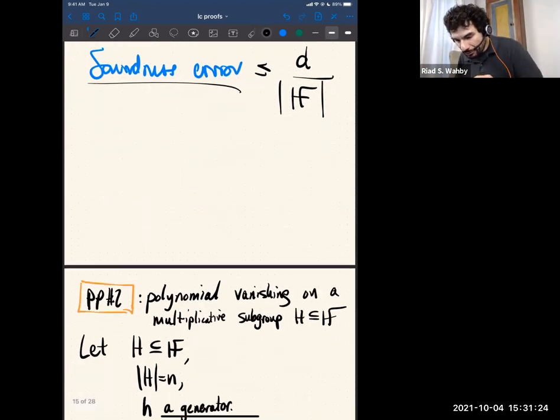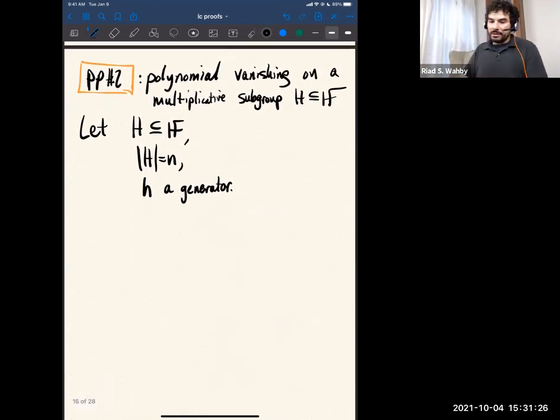Okay, protocol number two, a little more complicated. What we now want is a protocol to let the prover convince the verifier that some polynomial vanishes at every point in some subgroup H of F. So we're going to say H is a multiplicative subgroup of F of size n, and little h is a generator of that group.